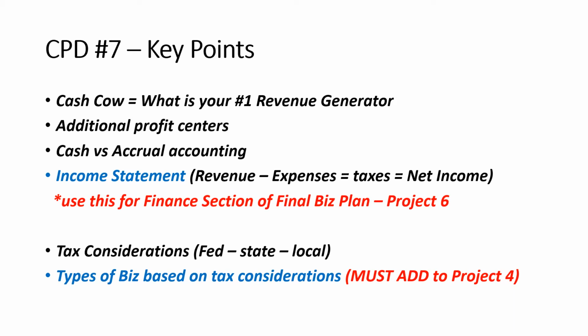All right, with CPD number 7, some key points here. When we're talking about revenue, what we want to do is figure out what is our cash cow, meaning what is your number one revenue generator, a form of revenue that is going to most consistently create the most revenue at the end of the year for your business. After that, once we identify that cash cow, you want to come up with additional forms of revenue, or what we call additional profit centers. And we'll do a workshop to talk about that.